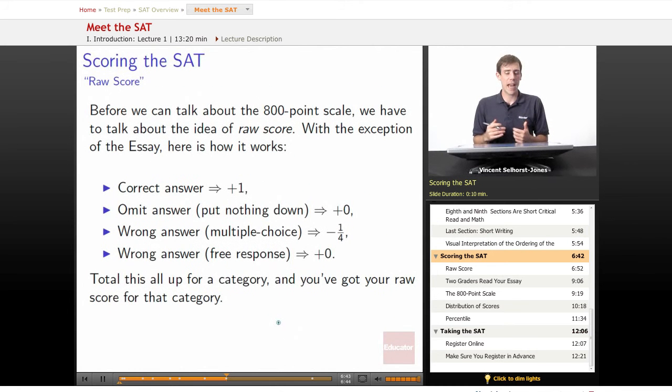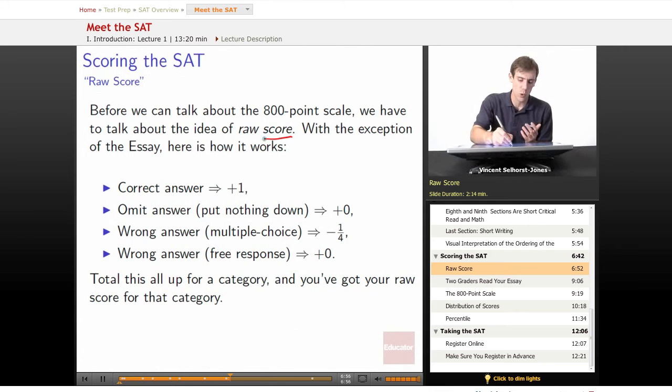Scoring the SAT. How do they turn how you do on it into that 800-point score, which becomes that 2,400-point score when they add all three of them up? So before we can talk about that, we have to talk about the idea of raw score. So with the exception of the essay, it works like this. A correct answer gives you +1 point to your raw score. If you omit an answer, which means you put nothing down, you get nothing.